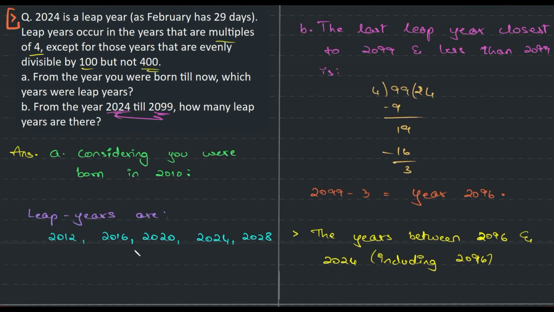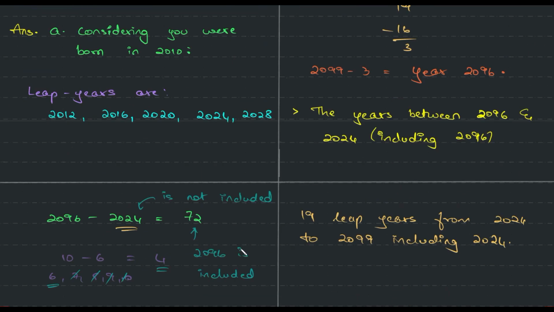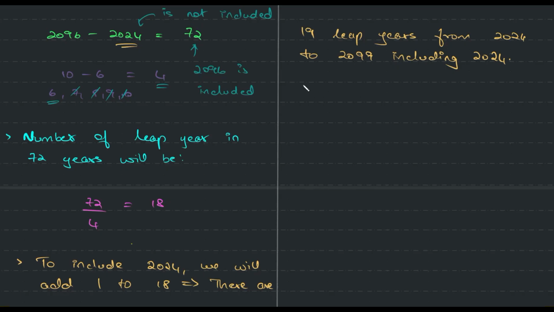Okay, so I'll repeat again. We figured out the last leap year that we'll get. That is 2096. And the first leap year in the sequence of 2024 to 2099 is 2024 itself. I didn't write the statement; I should have written that actually. To include 2024, because 2024 itself is a leap year. So we need to include that.